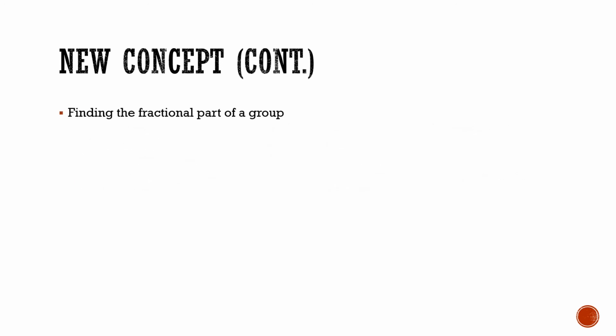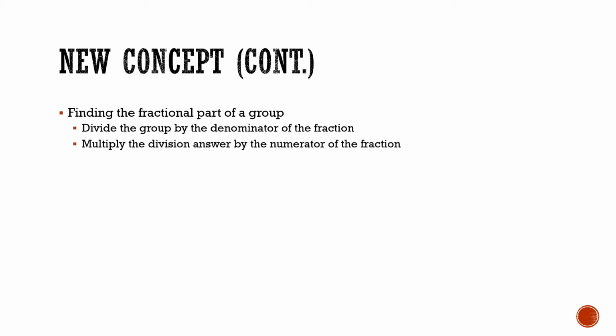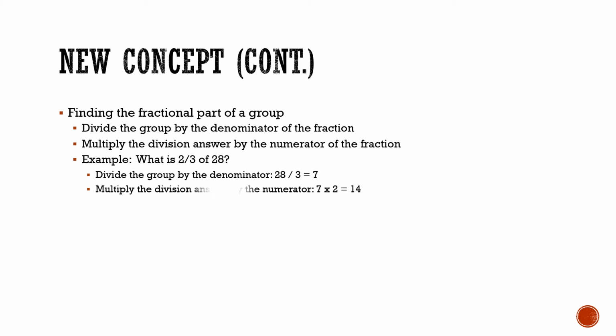If we want to find the fractional part of a group, we're going to divide the total number in the group by the denominator of the fraction, and we're going to multiply that quotient by the numerator of the fraction. So for example, if we wanted to know what 2/3 of 28 is, we're going to divide by the denominator, 28 divided by 3, which is 7, and we're going to take that quotient of 7 and multiply it by the numerator. So 7 times 2 is 14, meaning that 2/3 of 28 is 14.